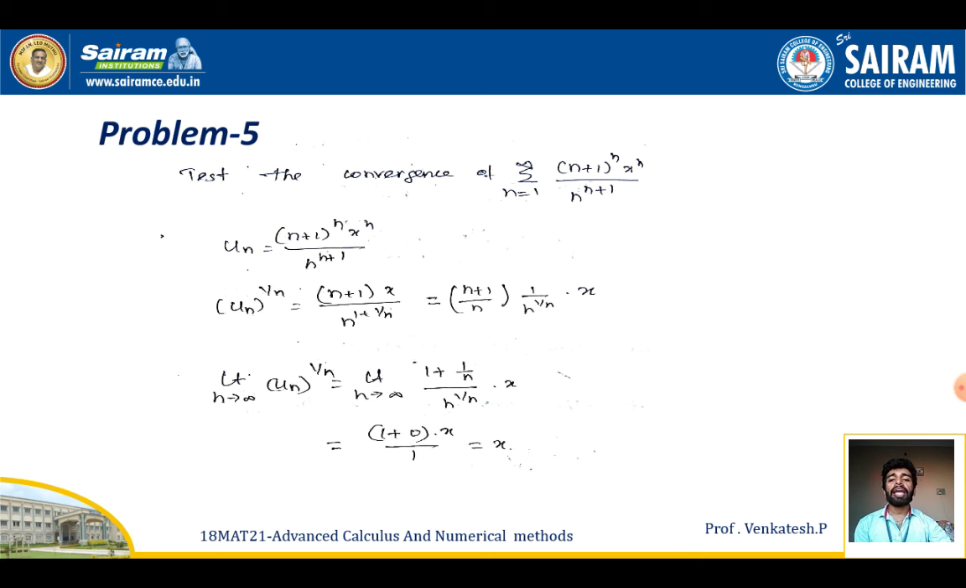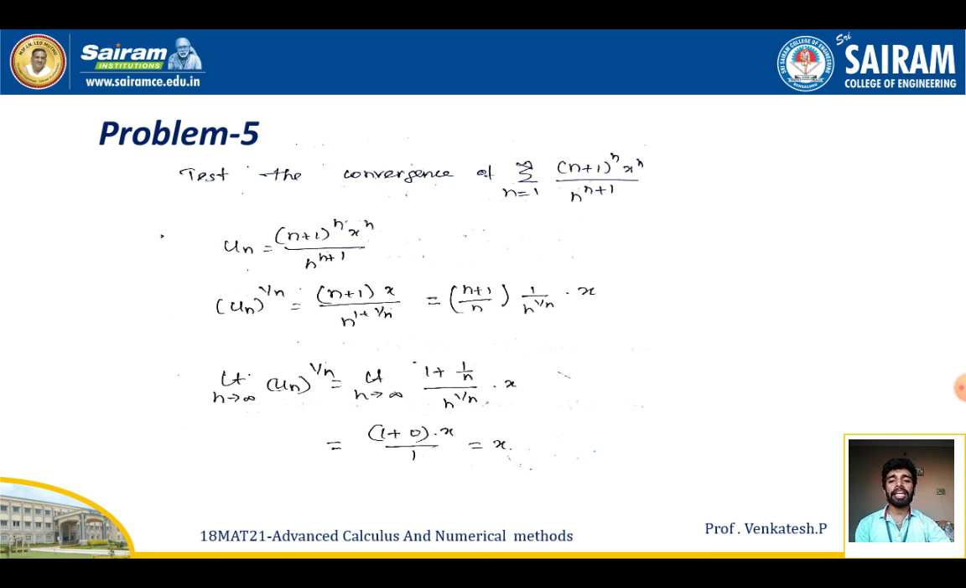I can rewrite the equation like this. By taking power of 1/n on both sides of the equation, I will get u_n^(1/n) equal to (n+1) x. On applying the power here, the n gets cancelled in the numerator, so I will get (n+1) times x. In the denominator, applying the power 1/n to n^(n+1), I will get n^(1+1/n).